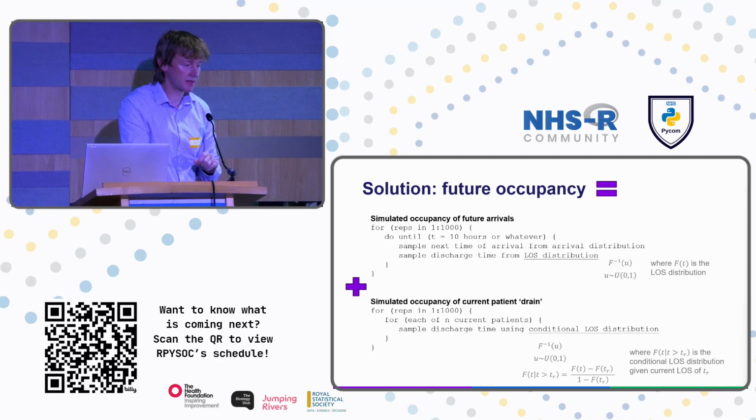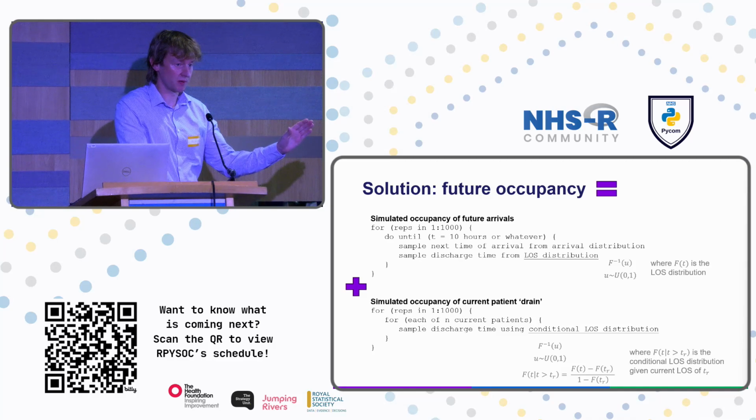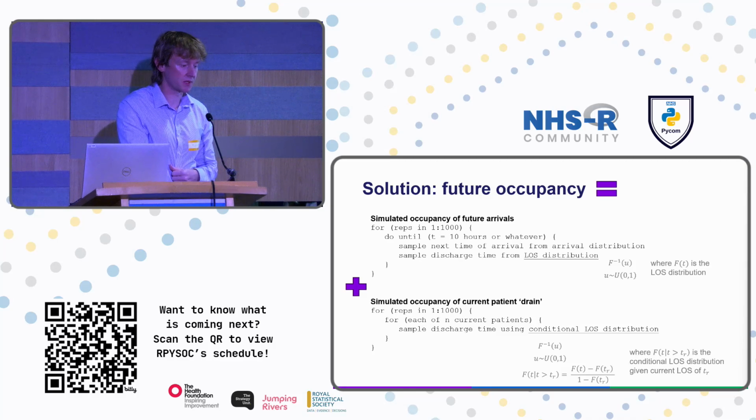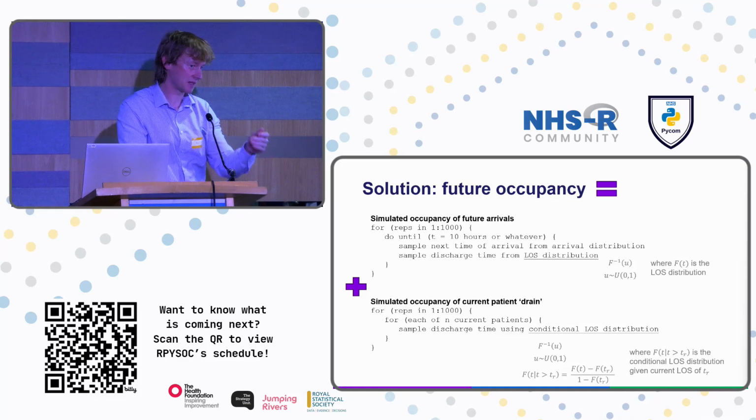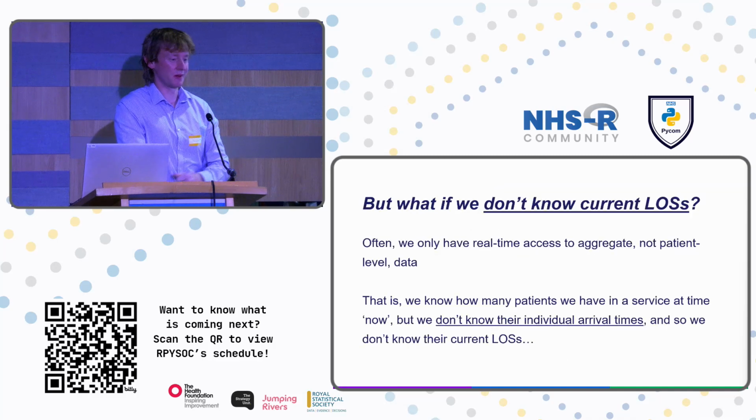So one is the simulated occupancy of the future arrivals, and one is the simulated occupancy of the current patient drain. And for the latter, if we do know the individual partial length of stays and we know the overall length of stay distribution, we just condition on survival, if you like, up to that point, and then draw a sample from the remainder of that distribution. That's easy enough. But what if we don't know the current length of stays?